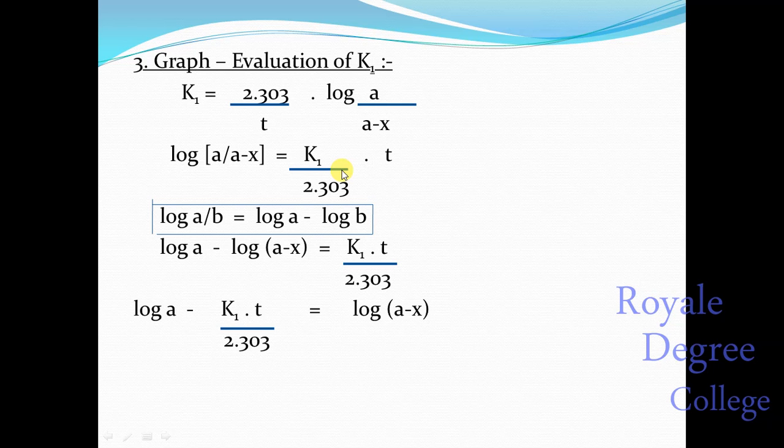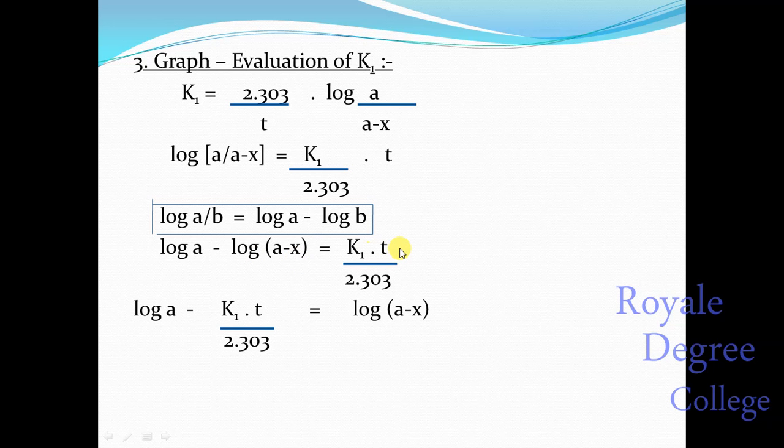Once again, listen to this part very carefully. This K1 is there now, and this t we bring to the other side. So it becomes K1 into t, and 2.303 goes to the denominator, so K1 t / 2.303. That will be equal to which value? This value, log a/(a − x). Now we use this particular formula: log a/b = log a − log b. So log a/(a − x) will be equal to log a − log (a − x).